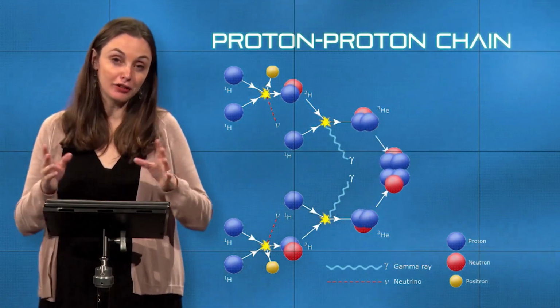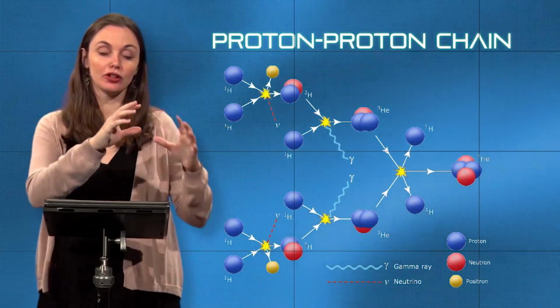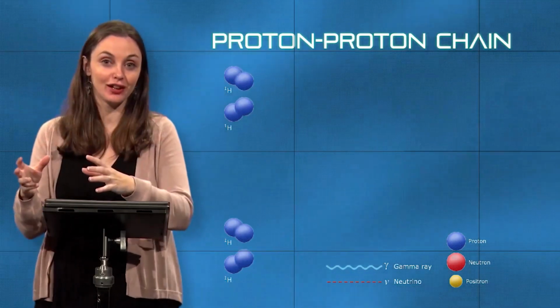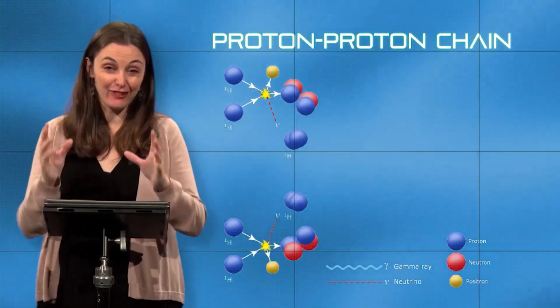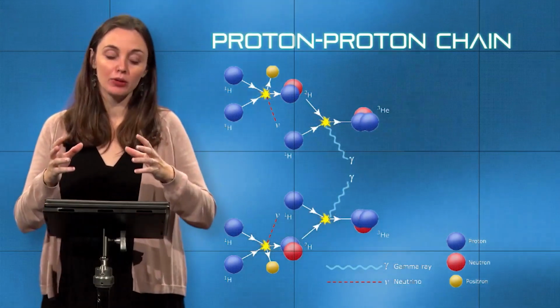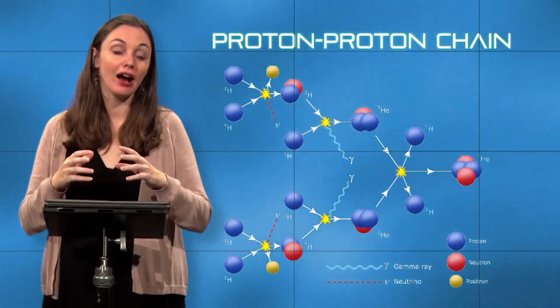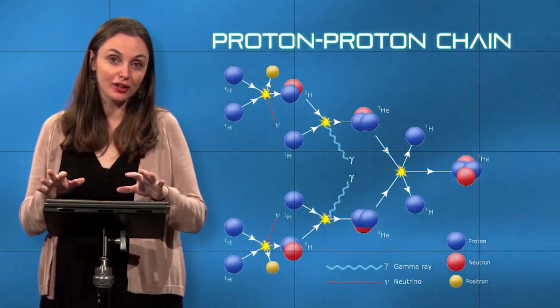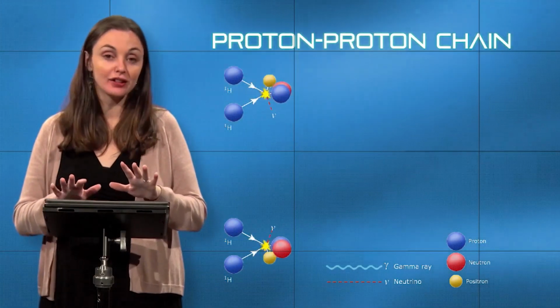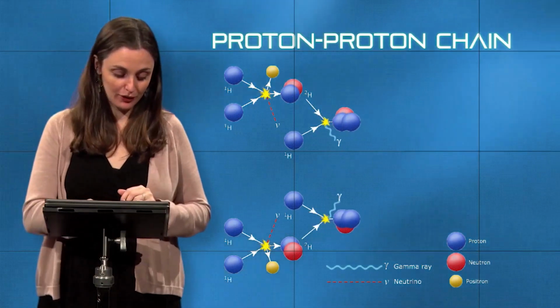Now, it sounds plenty efficient when you take into account that this converts 600 million tons of material into 596 million tons of material every second in the sun. But when you take a step back and compare it to how high mass stars undergo the same process, it's going to seem a little insufficient in comparison. We'll come back to this a little bit later when we go on and talk about high mass stars. The way that high mass stars do this is by using heavier elements as catalysts in the reaction.